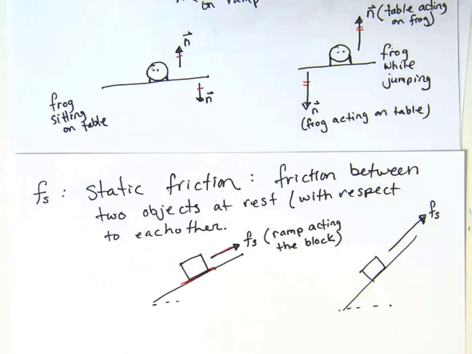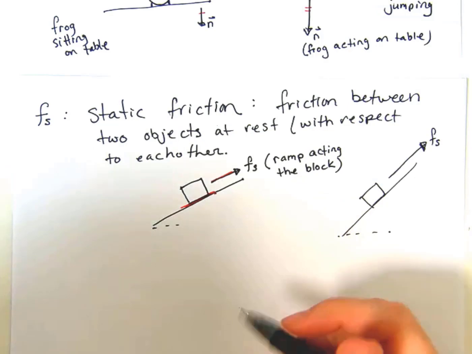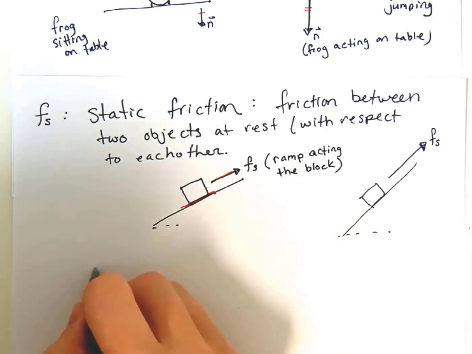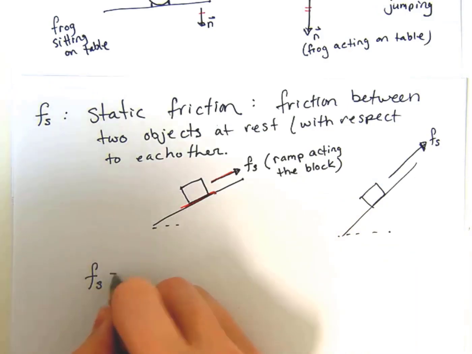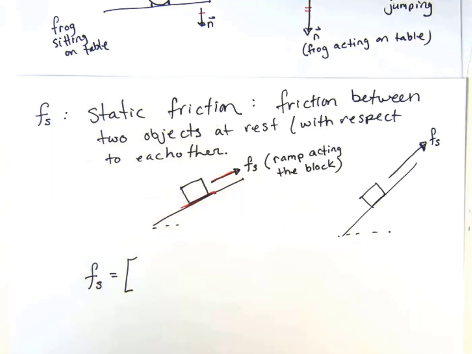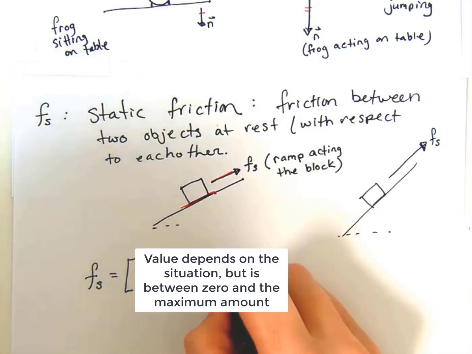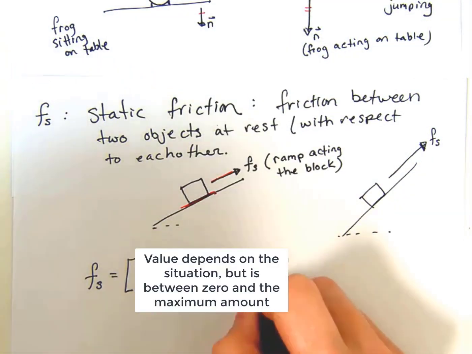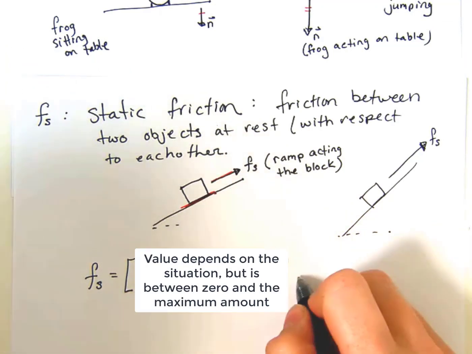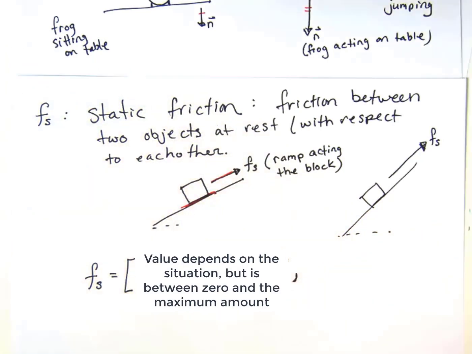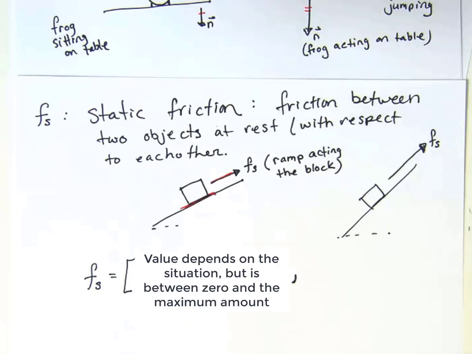block will slip. And so static friction is going to have a maximum value, and then you can just overcome it. So let's say this. Static friction can be any value between 0 and the maximum amount. And then the direction will always be parallel to the surface to prevent the slip.